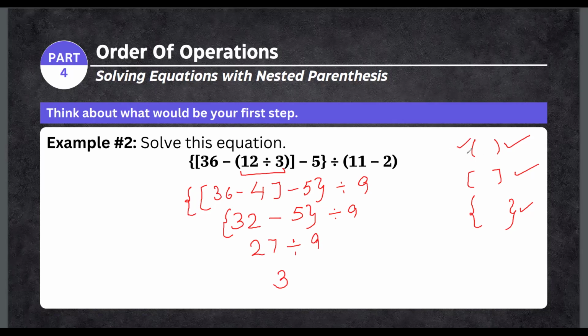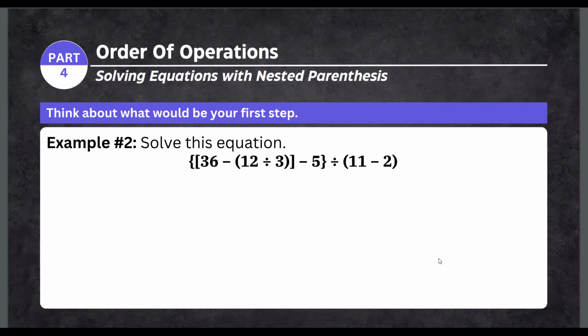Look at what I did: I solved it step by step. My first step was to solve this curved bracket. I solved this bracket and this bracket. In the second step, I solved the square bracket. And in the third step, I solved the curly bracket, and that's how I got my answer quickly. If you follow the steps, you will never fail these questions, because parenthesis is all about following the rules.